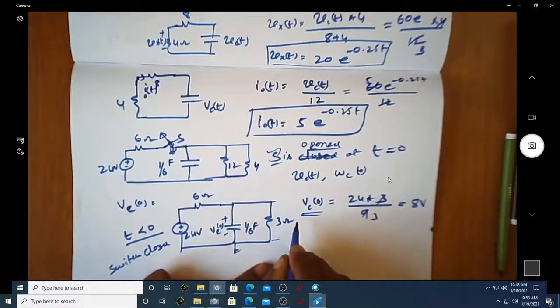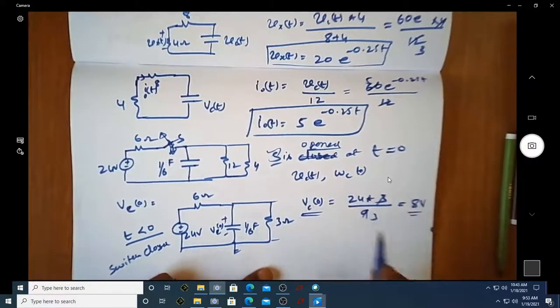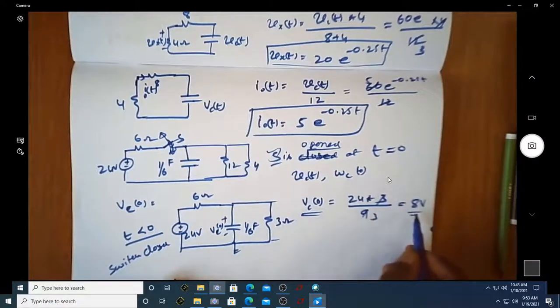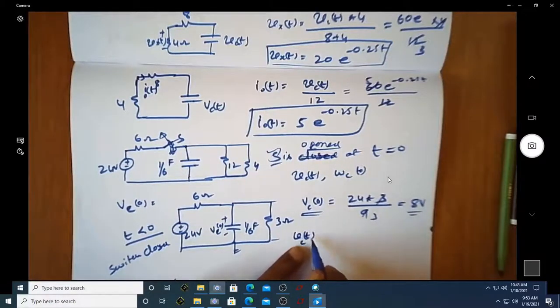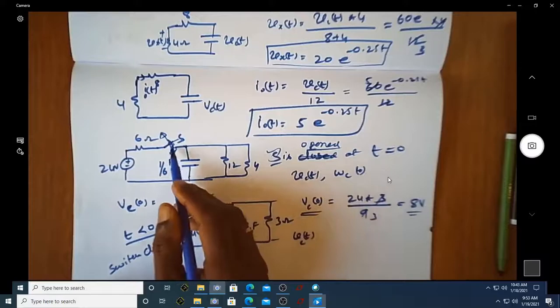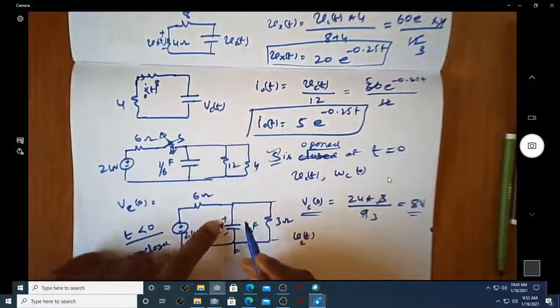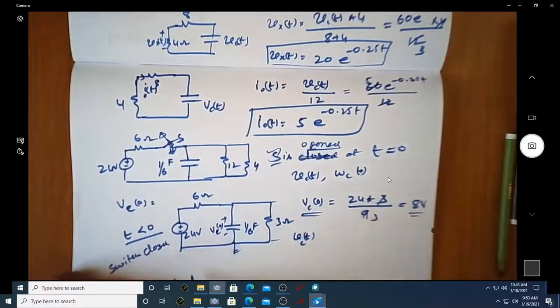So now we are able to know what is the initial voltage across the capacitor. Once we know the initial voltage, we can find out what is VC of t, that is voltage across the capacitor at any point of time when the switch is actually opened. When I open the switch, how will the circuit look like? The circuit will look like this.